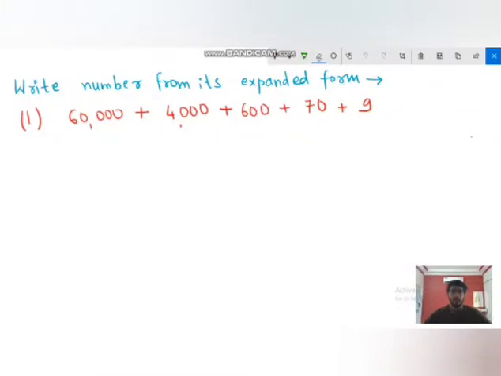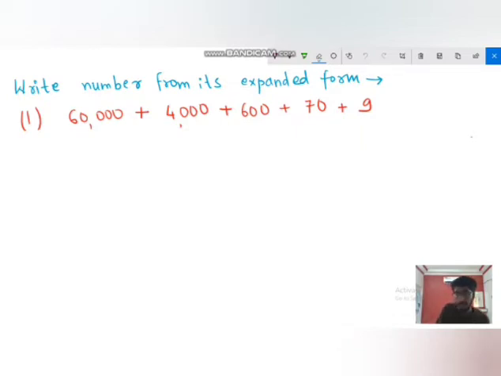Okay kids, so what we need to do is we have been given the expanded form of the number. We need to find the number from it. What we did in the last video was we were given the number and we had to find the expanded form, and this is the other way around. So Bhaiya is going to show you something on screen.